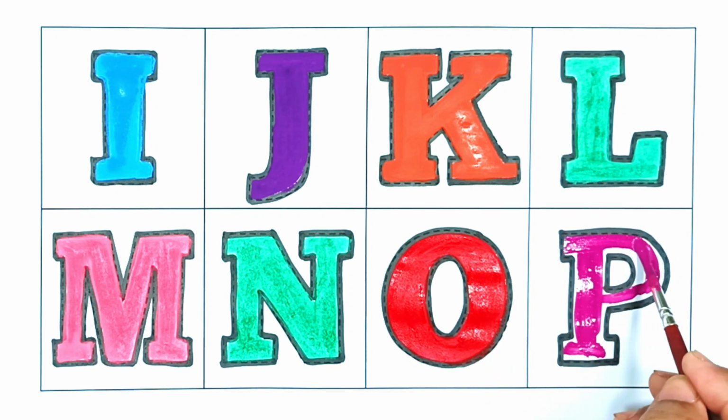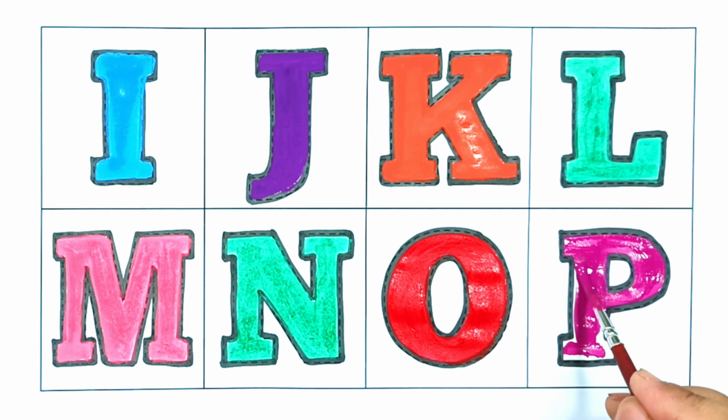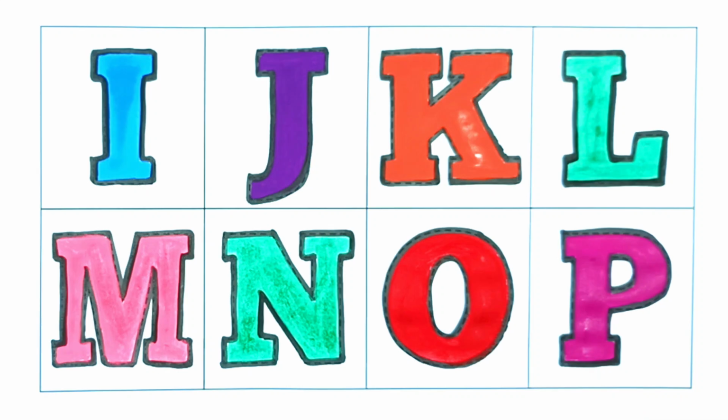Old MacDonald had a farm, E-I-E-I-O. And on his farm he had a cow, E-I-E-I-O. With a moo moo here and a moo moo there, here a moo, there a moo, everywhere a moo moo. Old MacDonald had a farm, E-I-E-I-O. I, J, K, L, M, N, O, P.